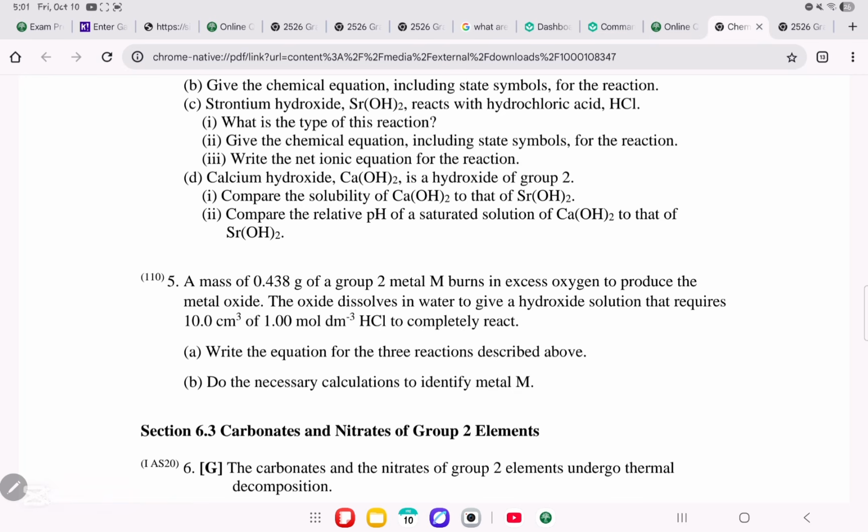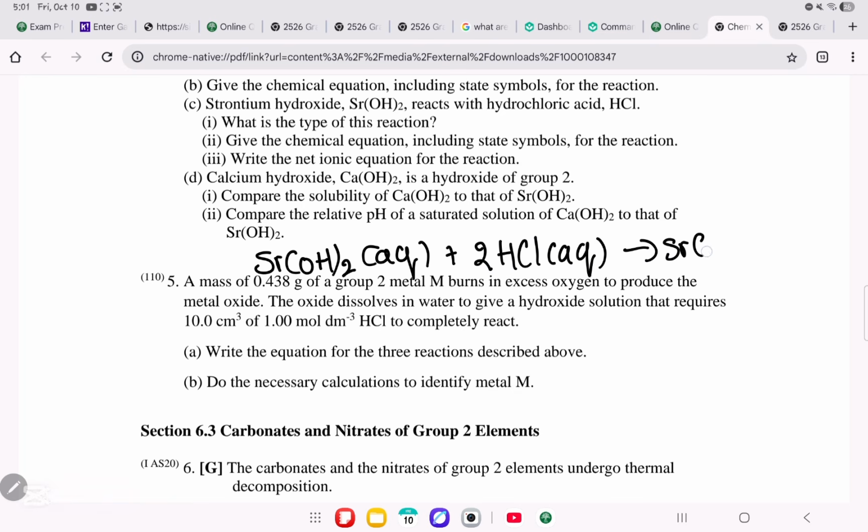Part iii, write the net ionic equation for the reaction. We basically need to take the ions that were used. Very simply, in this scenario, it's going to be what? It was Sr(OH)2 aqueous reacts with 2HCl aqueous in order to give us SrCl2 aqueous in addition to 2H2O liquid.